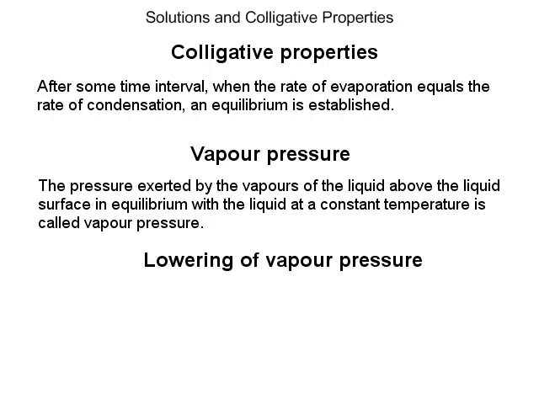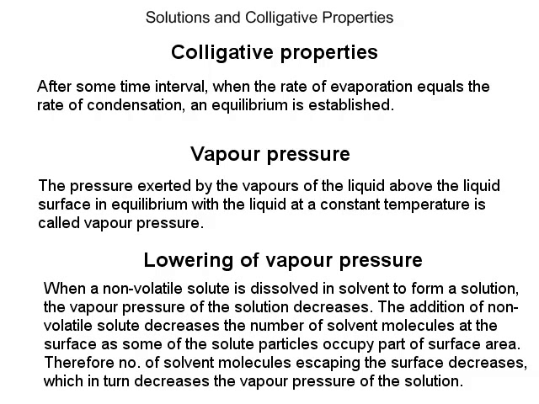Lowering of vapor pressure. When a non-volatile solute is dissolved in a solvent to form a solution, the vapor pressure of the solution decreases. The addition of non-volatile solute decreases the number of solvent molecules at the surface, as some of the solute particles occupy part of the surface area. Therefore, the number of solvent molecules escaping the surface decreases, which in turn decreases the vapor pressure of the solution.